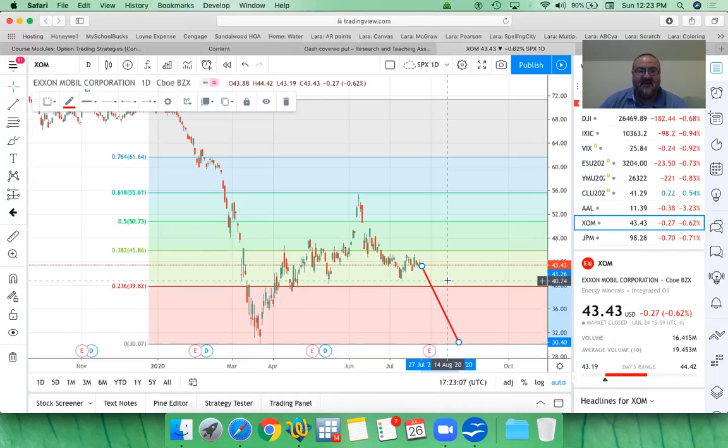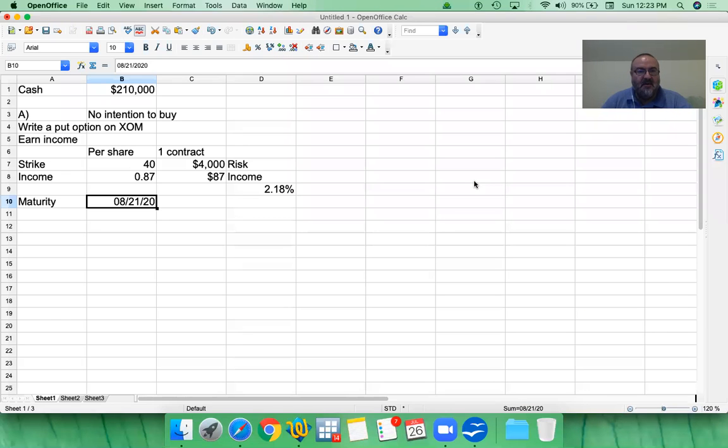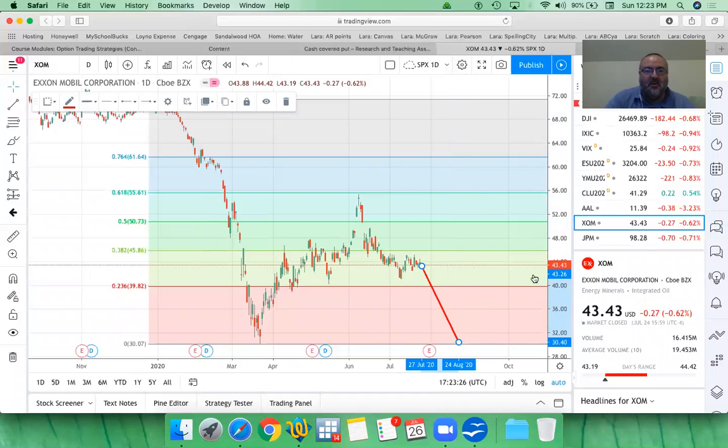So obviously, if the Exxon price goes up, then the insurance becomes worthless, and I'll get to keep my $87 or 2.18% income. But if Exxon were to go down, then I'll end up buying Exxon at $40, even though Exxon at that point could be lower. So there is risk. However, it is up to you to lower this risk.